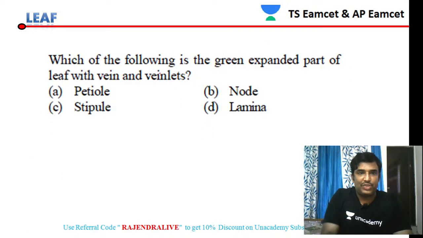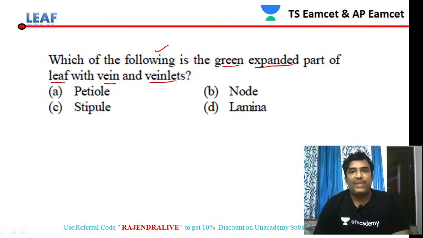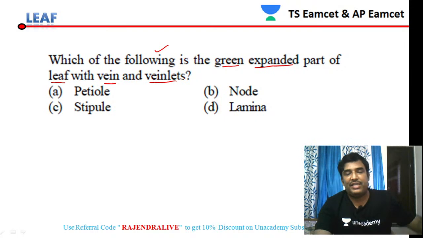Let us move to the next question. Which of the following is a green expanded part of the leaf with veins and veinlets? That is the question, students.